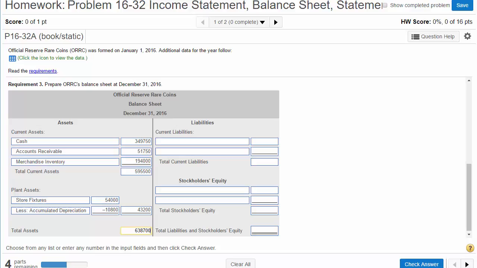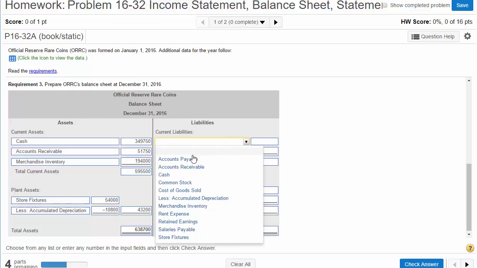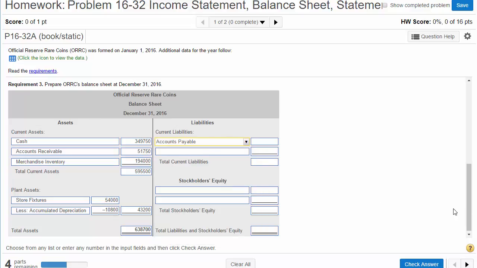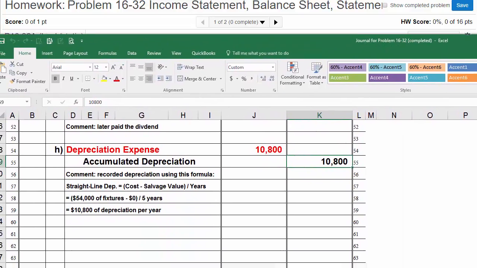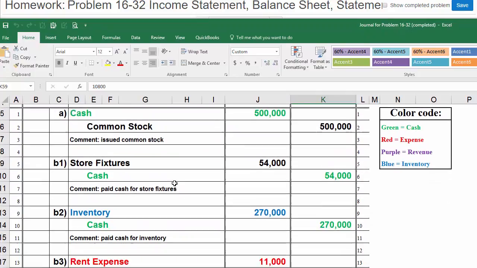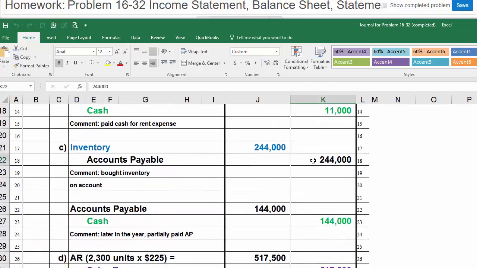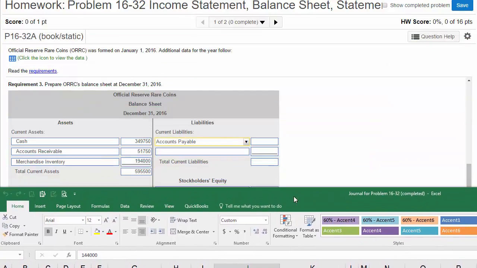Now let's do our current liabilities. So traditionally the first current liability is AP. So let's go see what we have for AP. Scrolling down, here's AP going up, it's $244,000. And then here's AP going down, $144,000. So that gives us a balance of $100,000 of AP.